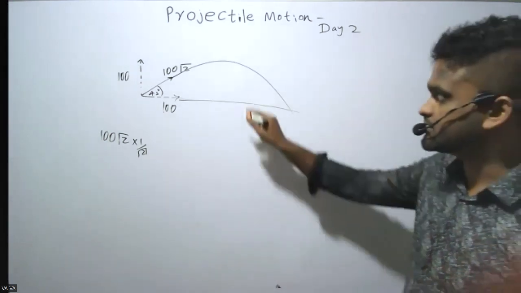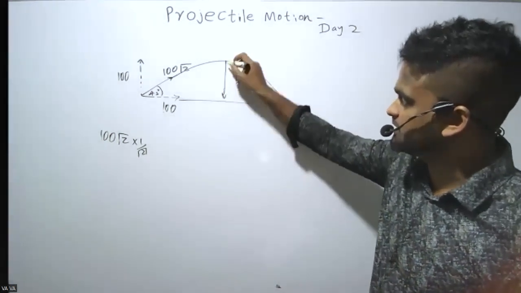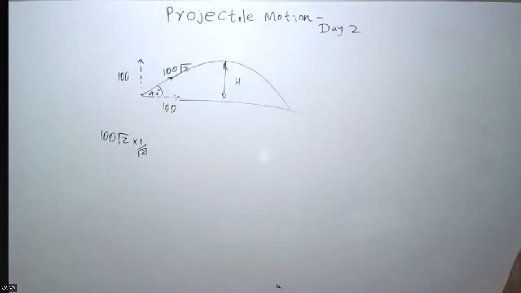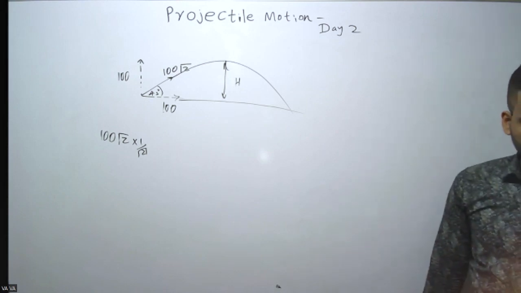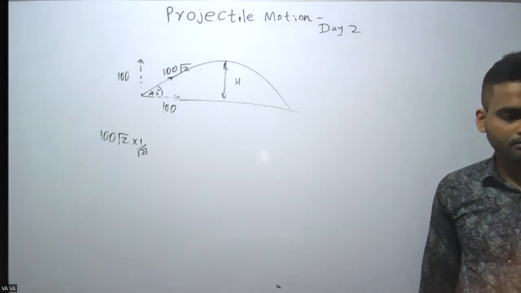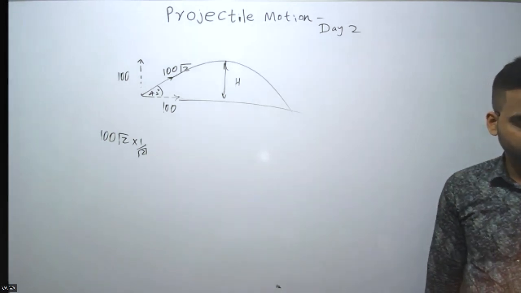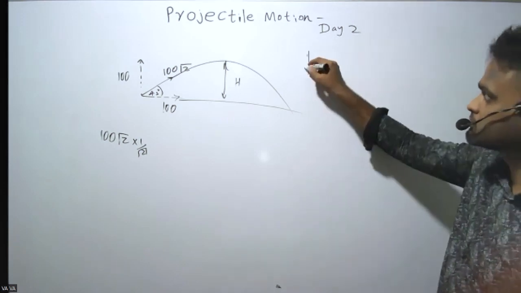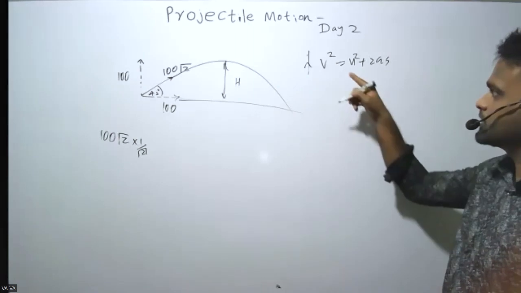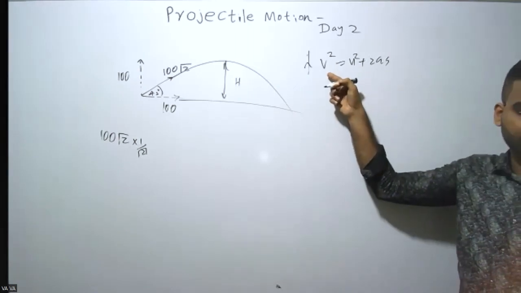So what they ask is maximum height. Not the range, right? Height. Capital H. So what's the answer? Which equation should we apply? You only have to apply one equation. This one. You don't need time. So you just apply this one.